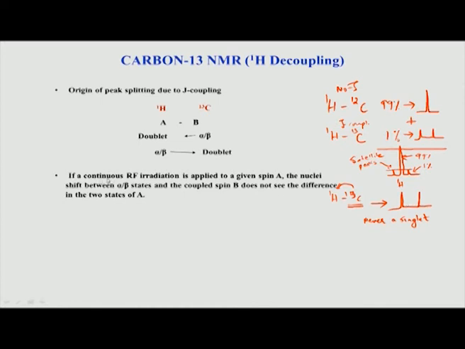What you do is you apply a continuous RF irradiation to spin A. Okay. So, we want to decouple these two in a carbon spectrum. We are not looking at proton now, we are looking at the carbon spectrum. In a carbon spectrum the doublet is coming because the proton has two possible spin states. So, how do I remove this doublet to get a singlet? One way is to remove this alpha beta distinction. So, how do I remove the distinction between alpha and beta?